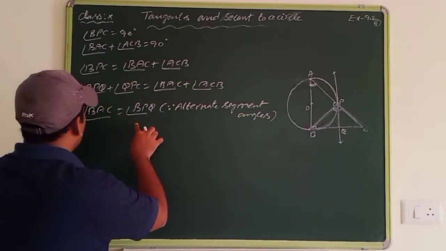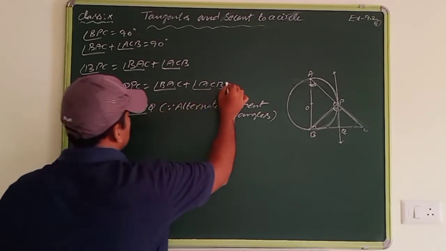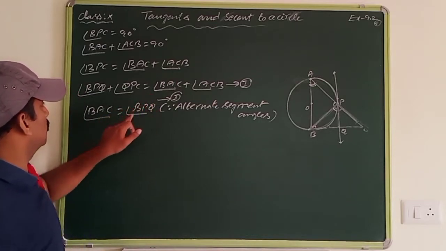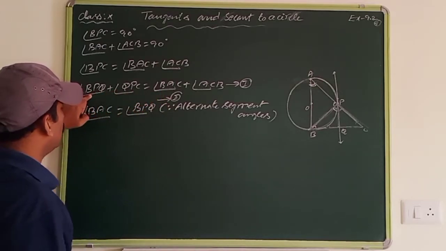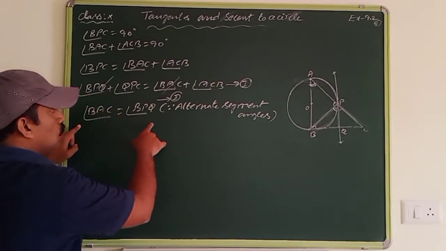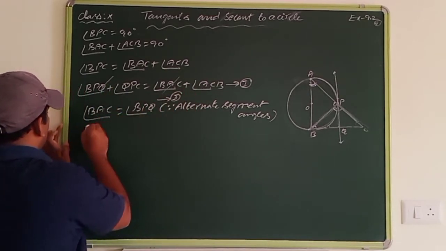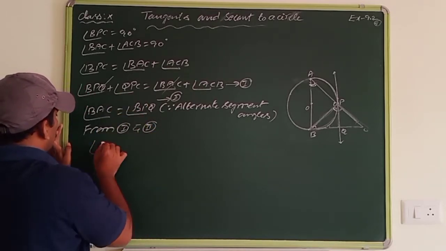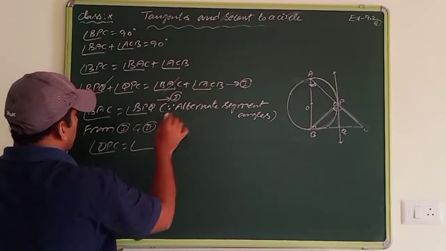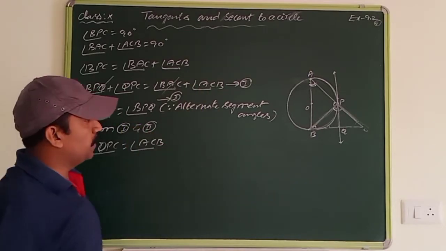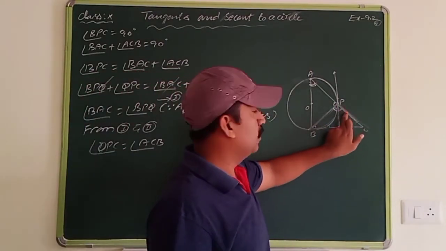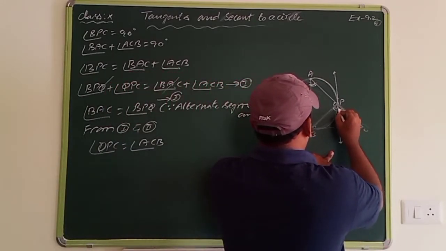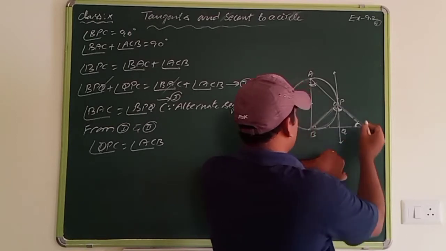Therefore, now I am going to write. From condition number 1 and condition number 2, we can say BAC and BPQ both cancel because the two are equal, right? So from 1 and 2 we can write angle QPC equal to angle ACB. What is QPC? QPC is this angle, okay? And what is ACB? This angle. So now these angles are equal. Finally we proved these two angles are equal.